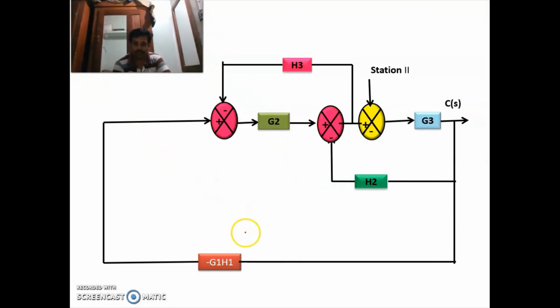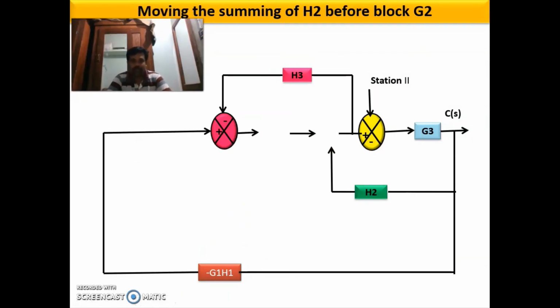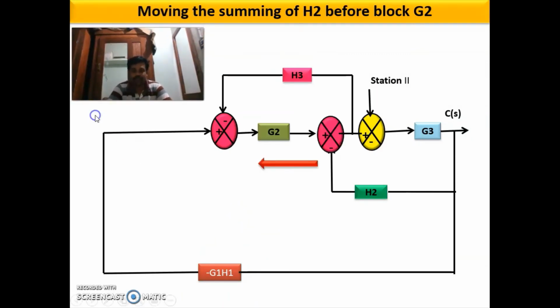Minus G1 H1. Okay, we are combined and we are getting minus G1 H1. Now, next what we are going to do is move this summing point before this block G2. That is this symbol, it is showing that. We are moving the summing point before this block G2.